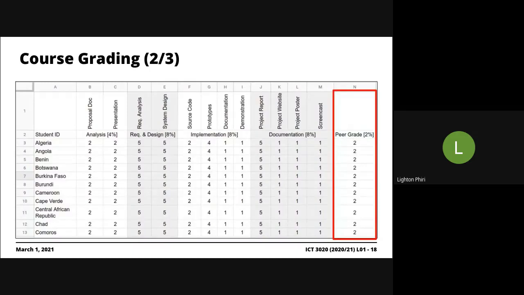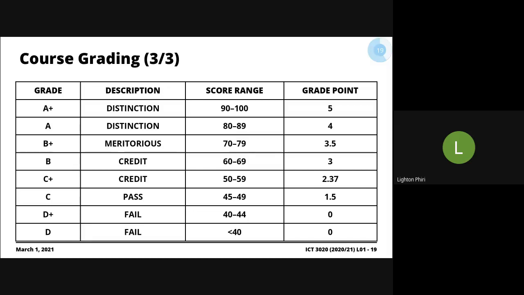We were tempted this year in 3020, because of the performance last year, to assign you to groups, but I think it's better that we stick with the usual process of having you self-organize into groups because you know each other better. All right. The course grading, in terms of the grade points associated with the different grades and the corresponding score ranges, is still the same. These are specific to the school of education, right? So at your own time, just revisit slide number 19 if you've forgotten the ranges. Key takeaway point here is that for you to pass the course, you need to get at least 45% collectively.